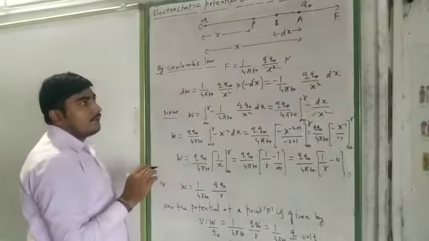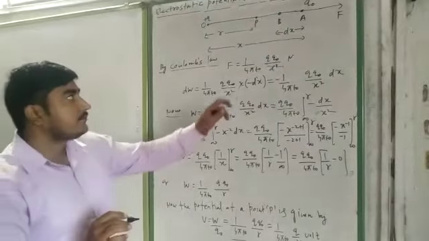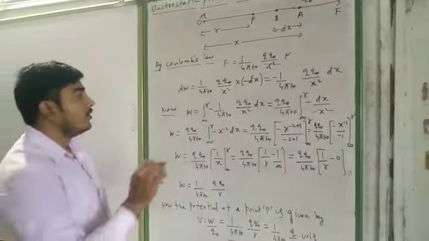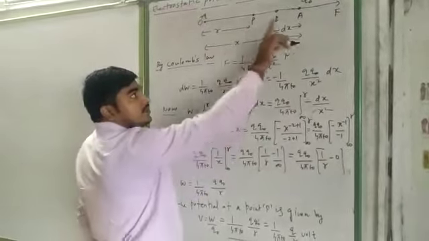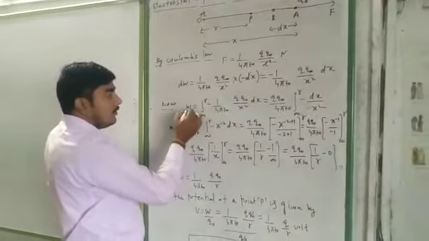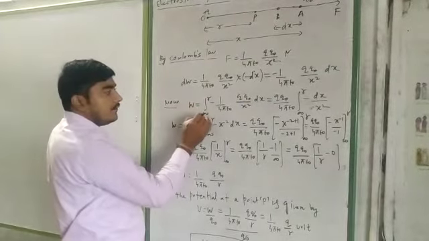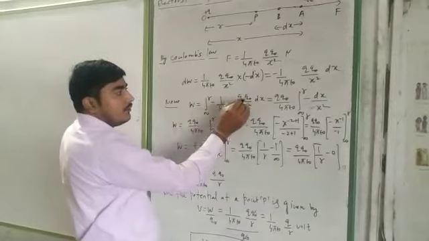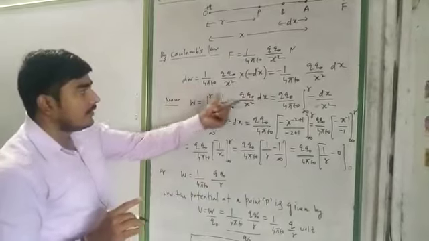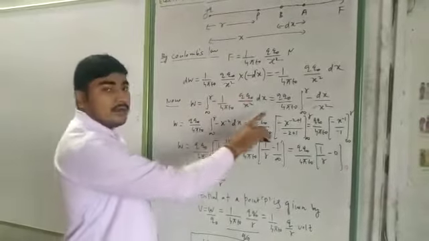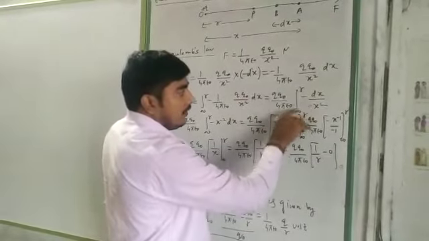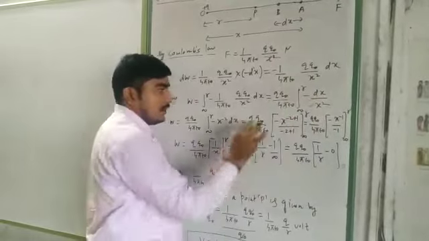Now the total work done in taking the test charge Q naught from infinity to a point B. We can write W is equal to the integration from infinity to R of minus 1 by 4 pi epsilon naught Q Q naught by x square dx. That is, we integrate the above equation from infinity to R. We take the constant term Q Q naught by 4 pi epsilon naught outside, integration from infinity to R of minus dx upon x square.